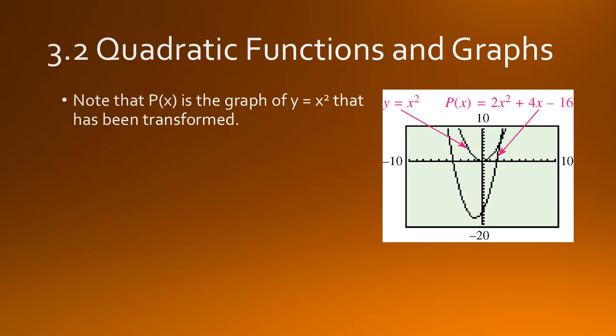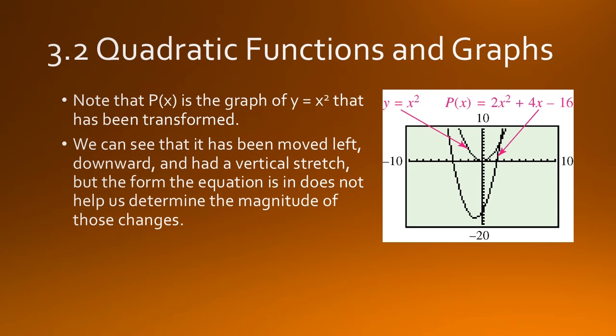Now we've got two graphs here. The one is y equals x squared. The other is p of x equals 2x squared plus 4x minus 16. We can see that they're both parabolas. P of x is a graph of x squared that has been transformed through shrinking, stretching, and shifting. And we can see by the graph that it has been moved to the left, and it's had a vertical stretch, and it's been moved downwards.